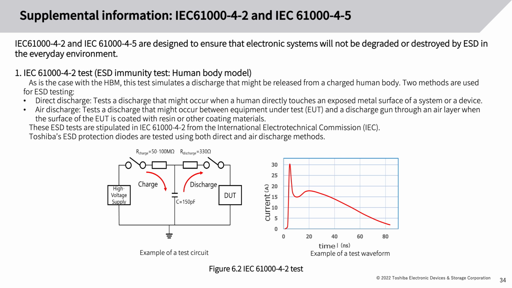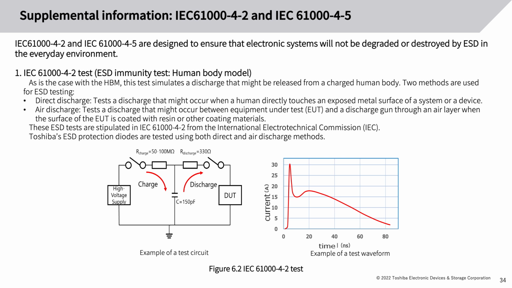1. IEC 61000-4-2 test, ESD immunity test, human body model. As is the case with the HBM, this test simulates a discharge that might be released from a charged human body. Two methods are used for ESD testing.